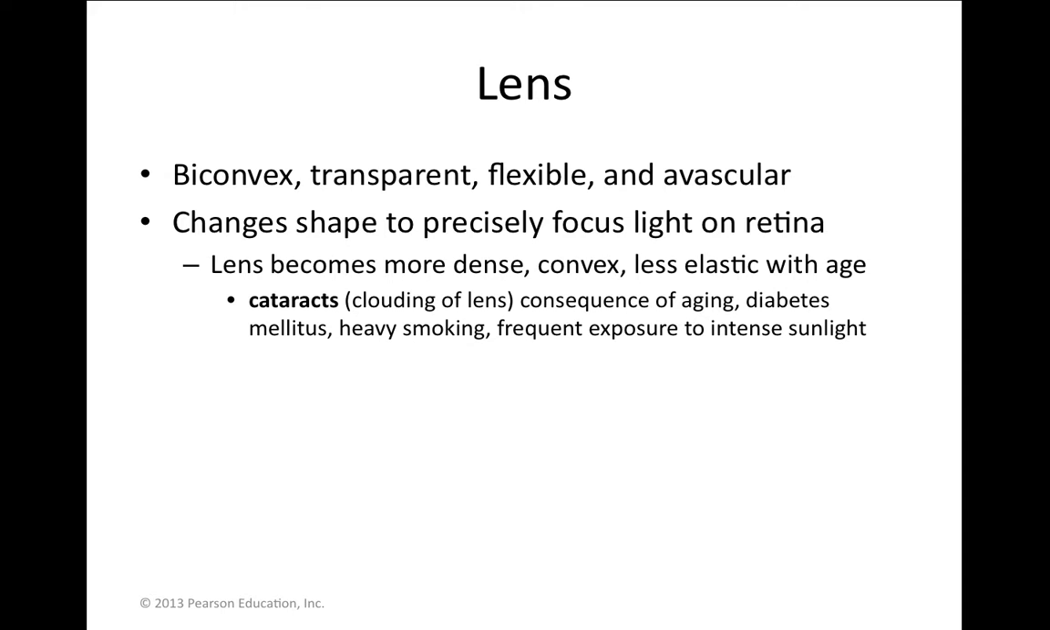Cataracts is going to be when you have clouding of the lens, so you're no longer able to get rid of the waste products within the lens that can lead to damage of the lens and clouding. Okay, so it's a consequence of aging. Diabetes mellitus, people who suffer from diabetes will actually have a lot of issues with this. Heavy smokers will also develop cataracts. And frequent exposure to intense sunlight. So this is somebody who sits out and stares at the sun, not necessarily somebody who is out in the sun all the time, but that could lead to some clouding as a mechanism for protection.